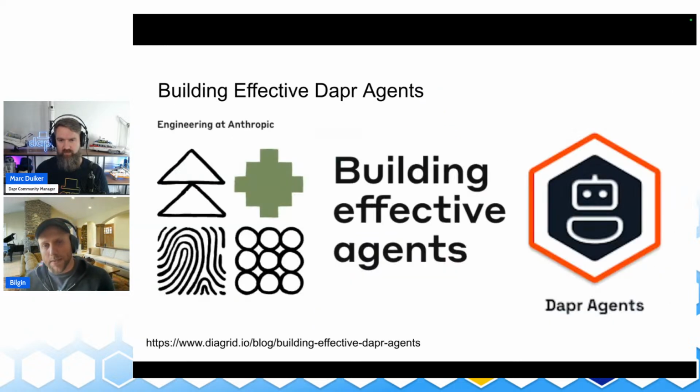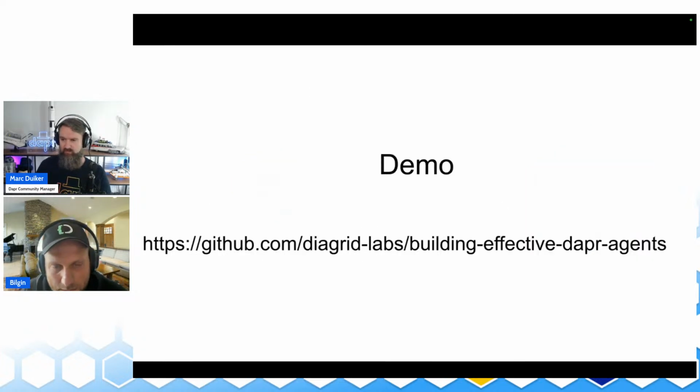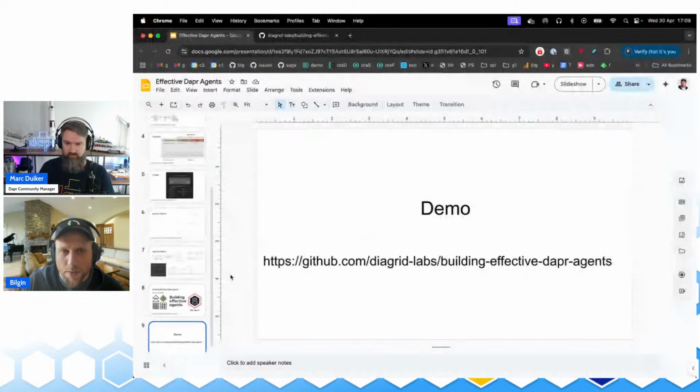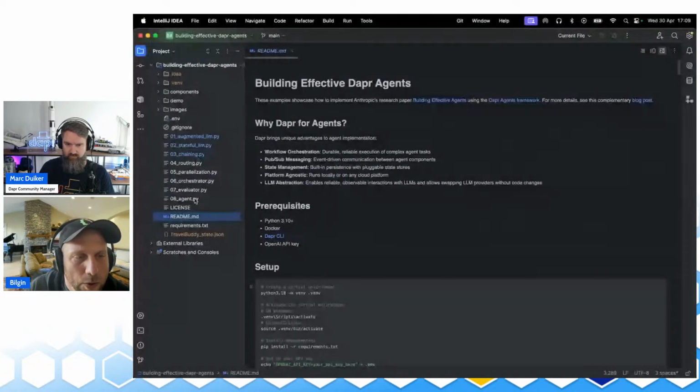So what I did was say, okay, can we implement those patterns using Dapr agents, right? And that's what I'm going to show next. These patterns are all on GitHub in the Diagrid Labs repository, and I have them locally checked out, so I will show you those next. So this is the repository. It has 8 patterns. I'm not going to run all of them because they'll be quite repetitive. Maybe I'll show half of those.